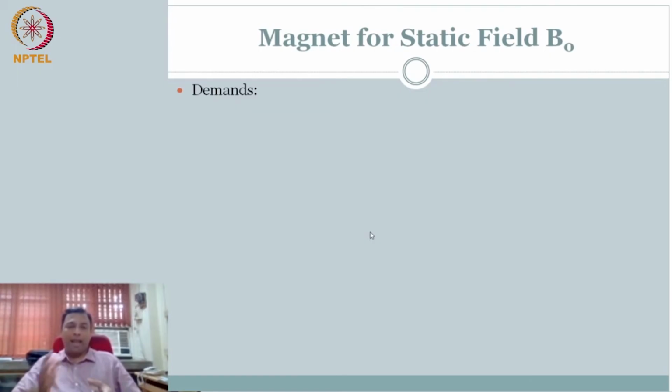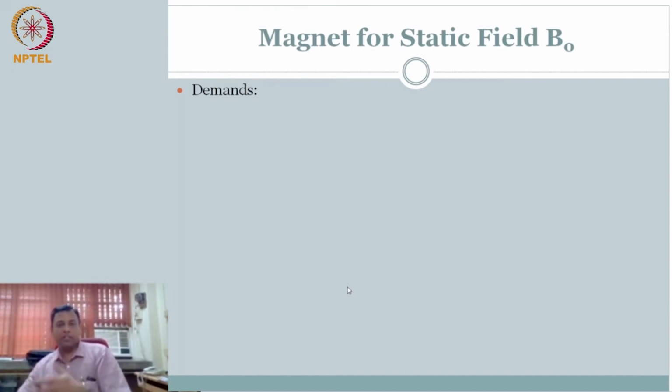So first is the magnet part. So magnet, what do we want? We want the static magnetic field. So what are the demands? We know the demands before we go in. One is it should be homogeneous. Two is it shouldn't change with time, right? It has to be stable with time.